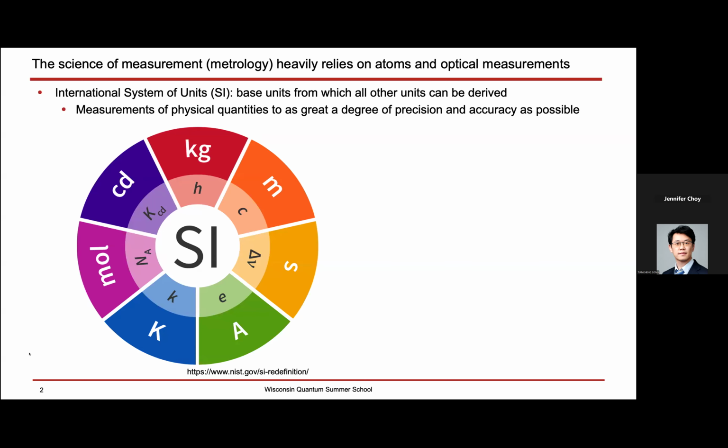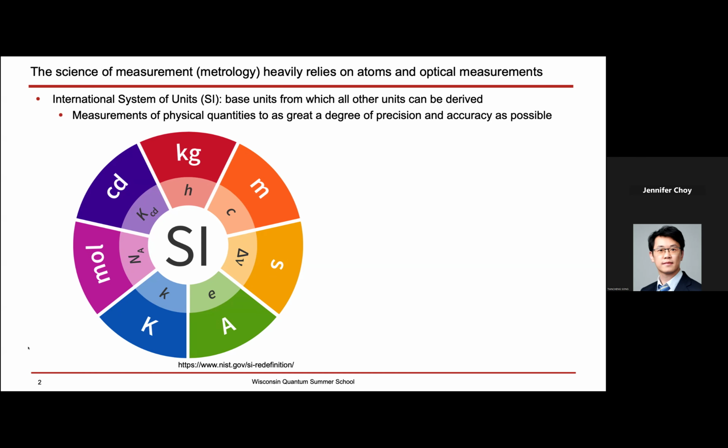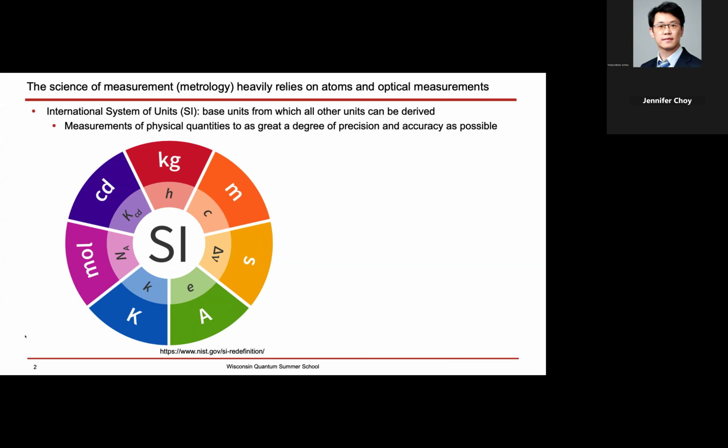Okay. So I'm going to start this talk with the science of measurement, which is called metrology, and historically has heavily relied on atoms and optical measurements. What we see up here on the screen is a lot of units for mass, for distance, for length, and for time. These are the International System of Units, or SI units, which are base units from which basically all other units, from which we can do any measurements, can be derived.